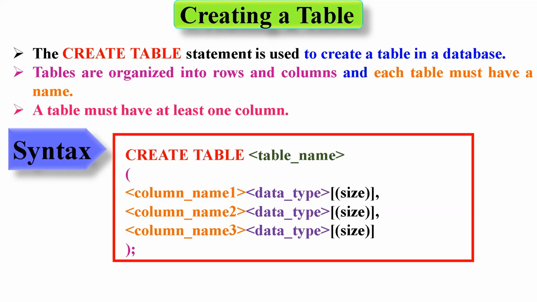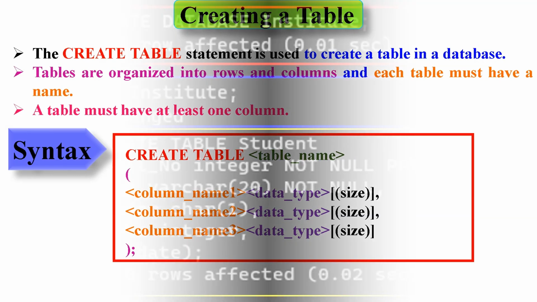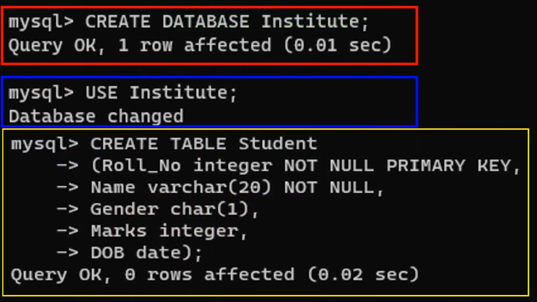The syntax is create table table_name, open brackets, column_name 1, data_type, size, comma, column_name 2, data_type, size, comma, column_name 3, data_type, size, close brackets, semicolon. Now, let's see a practical example. Look at the red box.